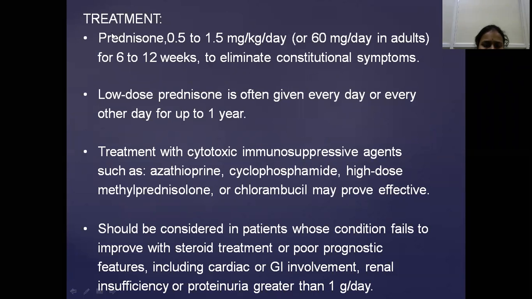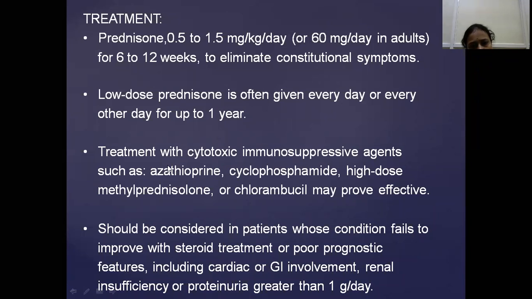Then coming to the treatment of Churg-Strauss syndrome, the treatment of choice is steroids and cytotoxic immunosuppressive agents. These two are the mainstay of treatment, and both can be combined in patients who are not responding to a single drug. Prednisolone of 0.5 to 1 milligram per kg per day for 6 to 12 weeks to eliminate the constitutional symptoms, and this may continue up to 1 year.